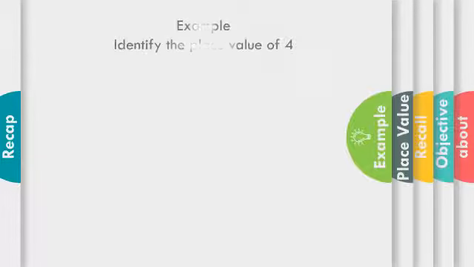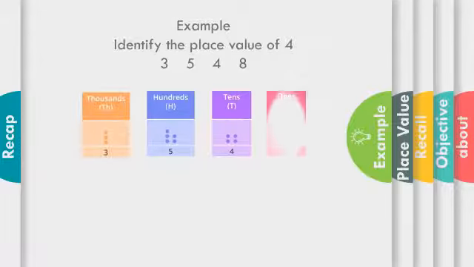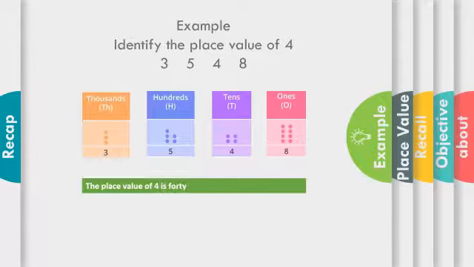Now let's move towards another example in which you have to identify the place value of digit 4, and the number is 3548, in which 3 is at thousands place, 5 is on hundreds place, 4 is on tens place and 8 is on ones place. So as you see, 4 is on tens place, so the value of 4 is 40.